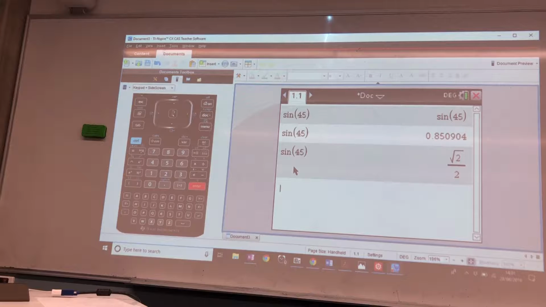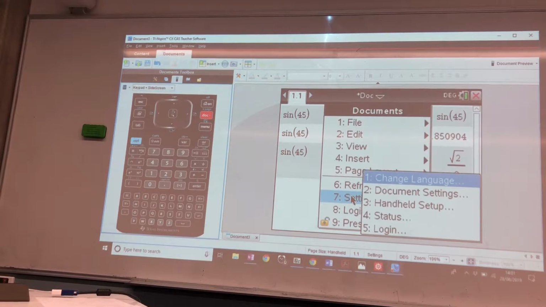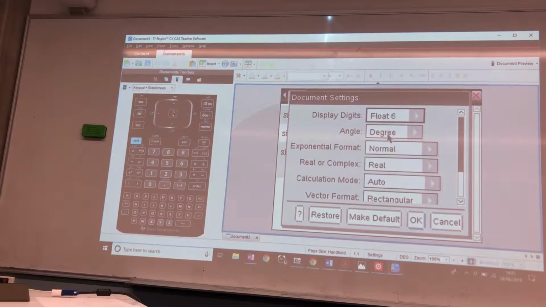Now let's just change that back to, so document settings, and change it back to radian.